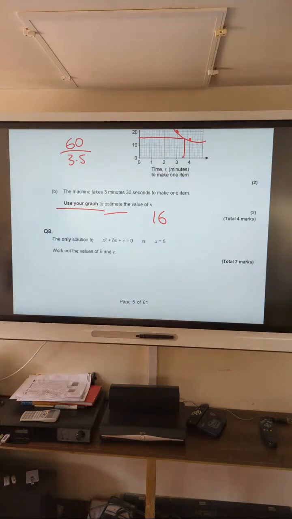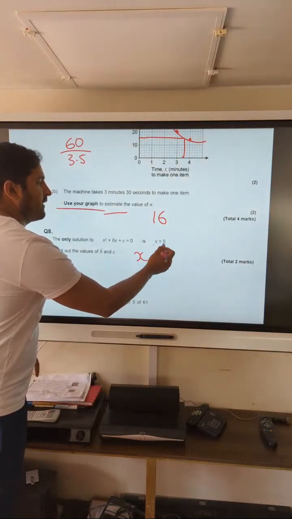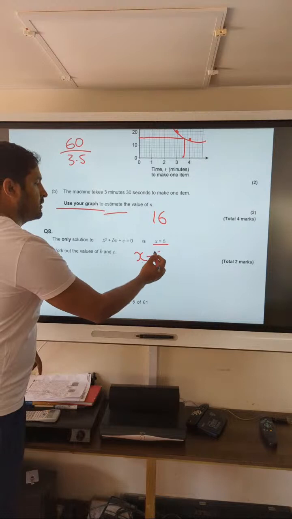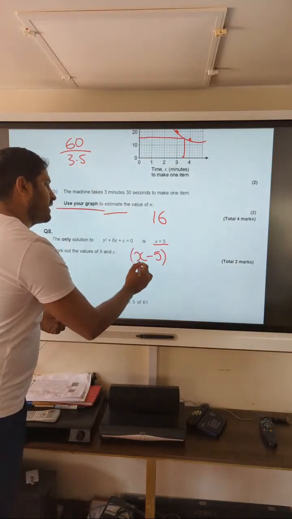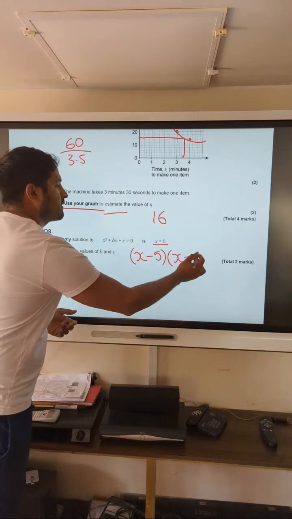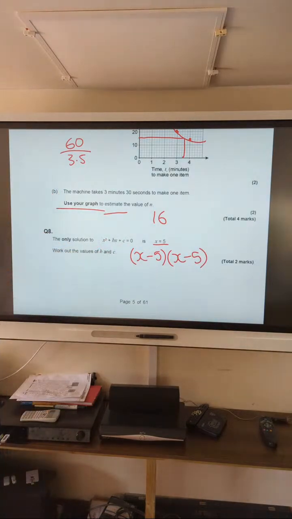The only solution to x squared plus bx plus c is x equal to 5. Work out the value of p. If there's only one solution, that means it's a repeated root. And for that repeated root, if x is equal to 5, that means x minus 5 should be equal to 0. And that's the root that you're repeating. So it should be x minus 5 multiplied by x minus 5. And that would give you that quadratic expression.